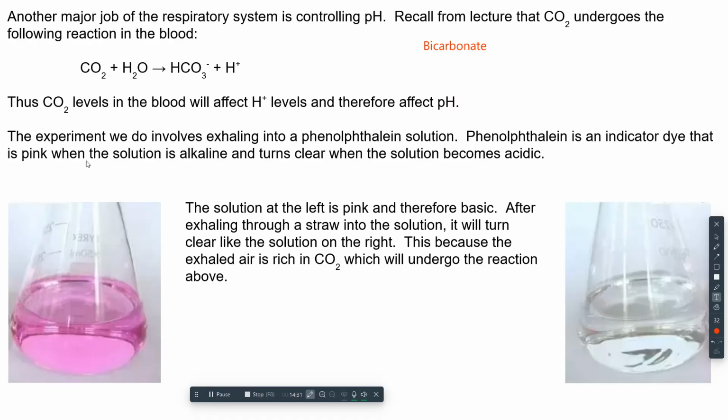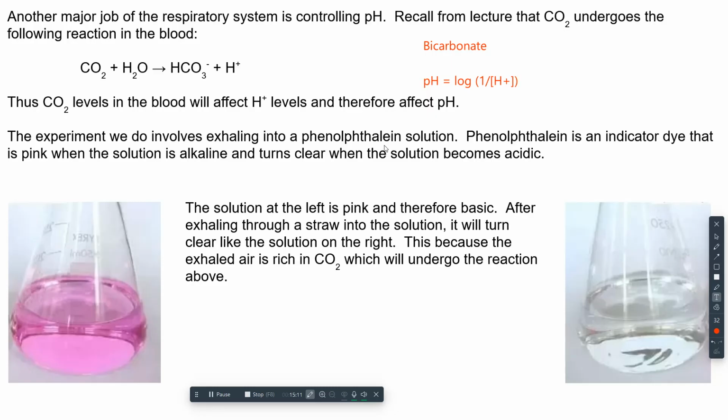So what we notice is that CO2 levels in the blood, because of this reaction, affect hydrogen levels and thereby affect pH. Remember that a nice way of having an equation for pH is pH equals the log of 1 over the hydrogen concentration. What we've got to notice here is that as the hydrogen concentration increases, the pH decreases.